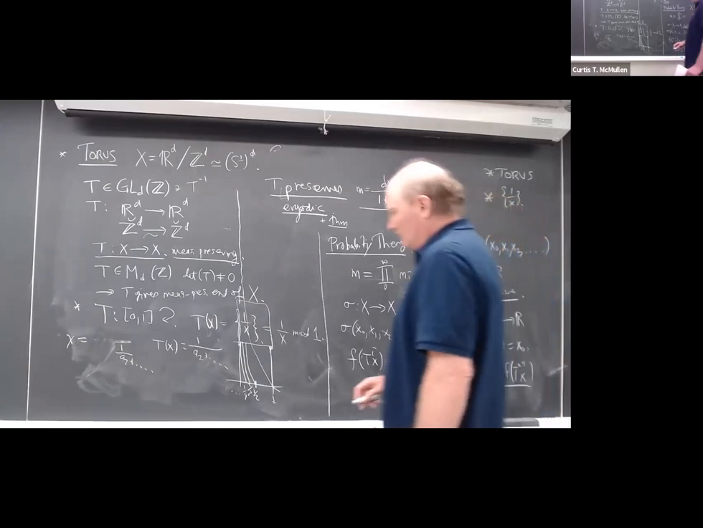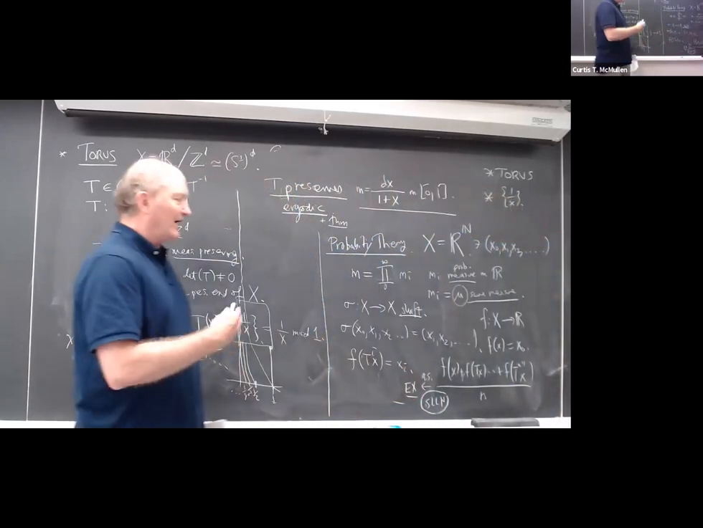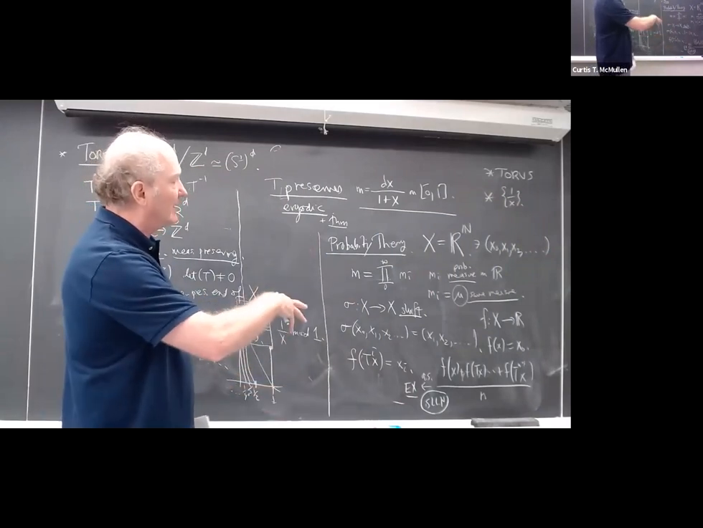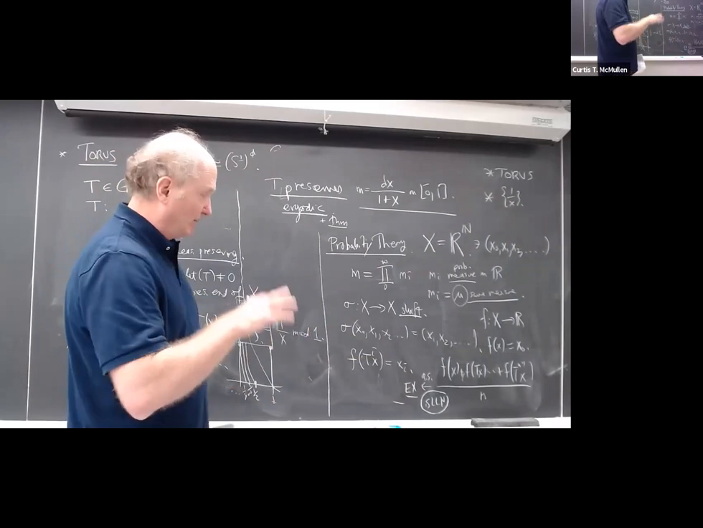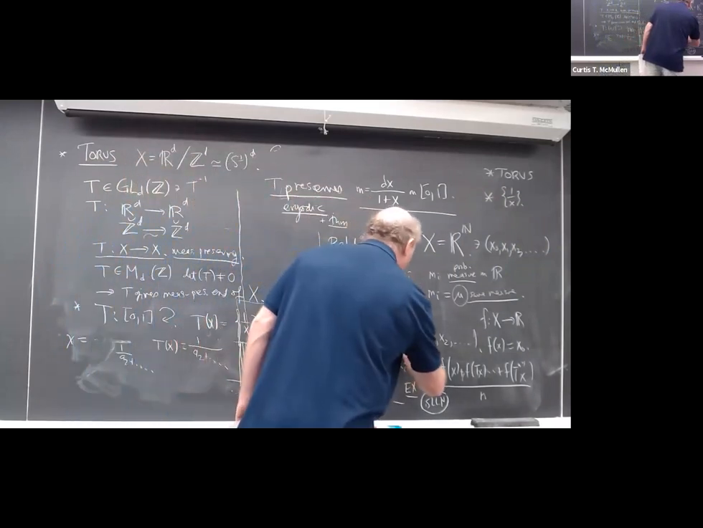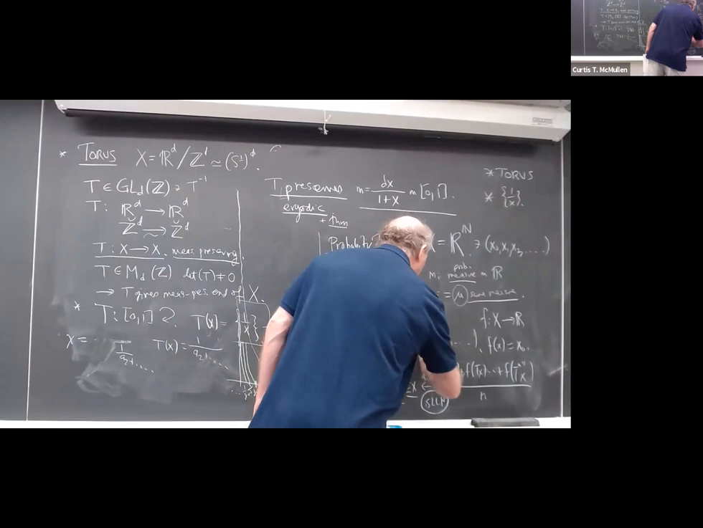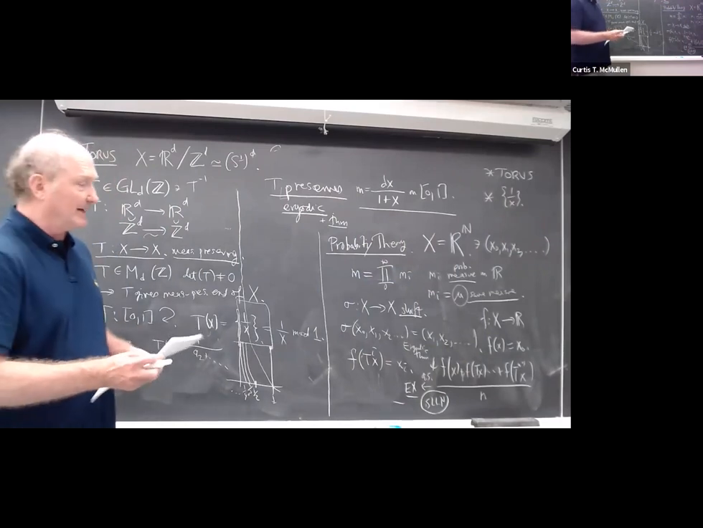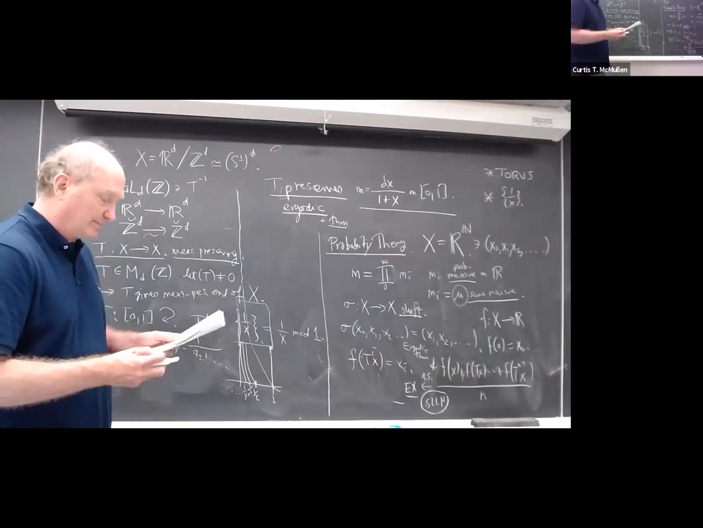And what you're starting to see here is that this kind of concept from probability theory can be formulated within the context of ergodic theory. And it will turn out that the ergodic theorem will imply the strong law of large numbers, although it will be considerably stronger or more general.